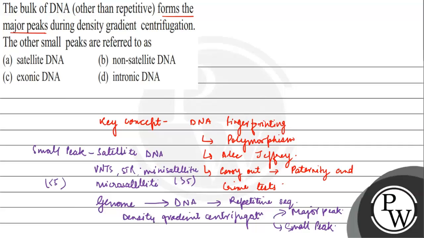carried out while testing for DNA fingerprinting. Thus we may say that the other small peaks are referred to as satellite DNA. Let us conclude that option A is right.